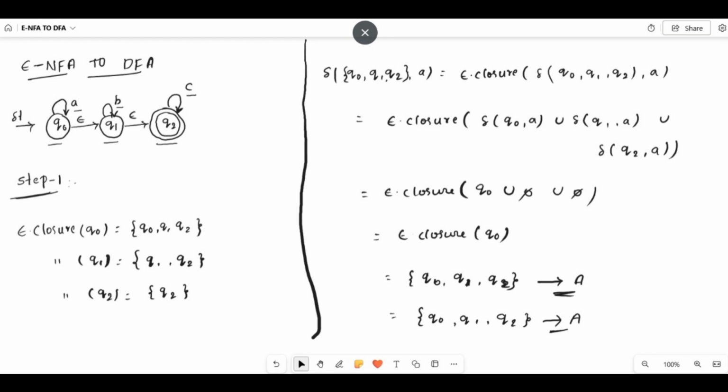that equals epsilon closure of transition of Q0 with A, which is Q0, since Q0 with A goes to Q0, union transition of Q1 with A is phi, since Q1 with A does not exist, union transition of Q2 with A, it is also phi since Q2 with A also does not exist. That equals epsilon closure of Q0 union phi union phi, which equals epsilon closure of Q0. From step 1, epsilon closure of Q0 is Q0, Q1, Q2.